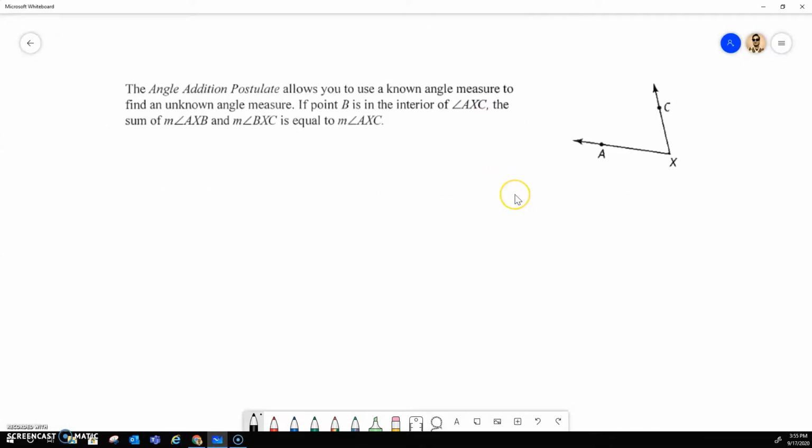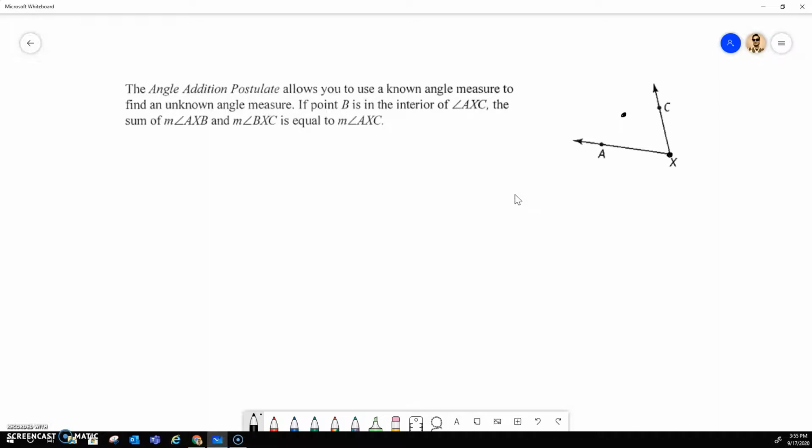The angle addition postulate. The angle addition postulate allows you to use known angle measures to find an unknown angle measure. Okay? If point B is in the interior of angle AXC, so I look at this diagram, I clearly have the angle AXC. And it says if point B is in the interior, that just means somewhere kind of in the middle right here. Okay? I don't know if maybe it's here or here or here. I'm just going to draw it towards the center just to make my diagram easier.